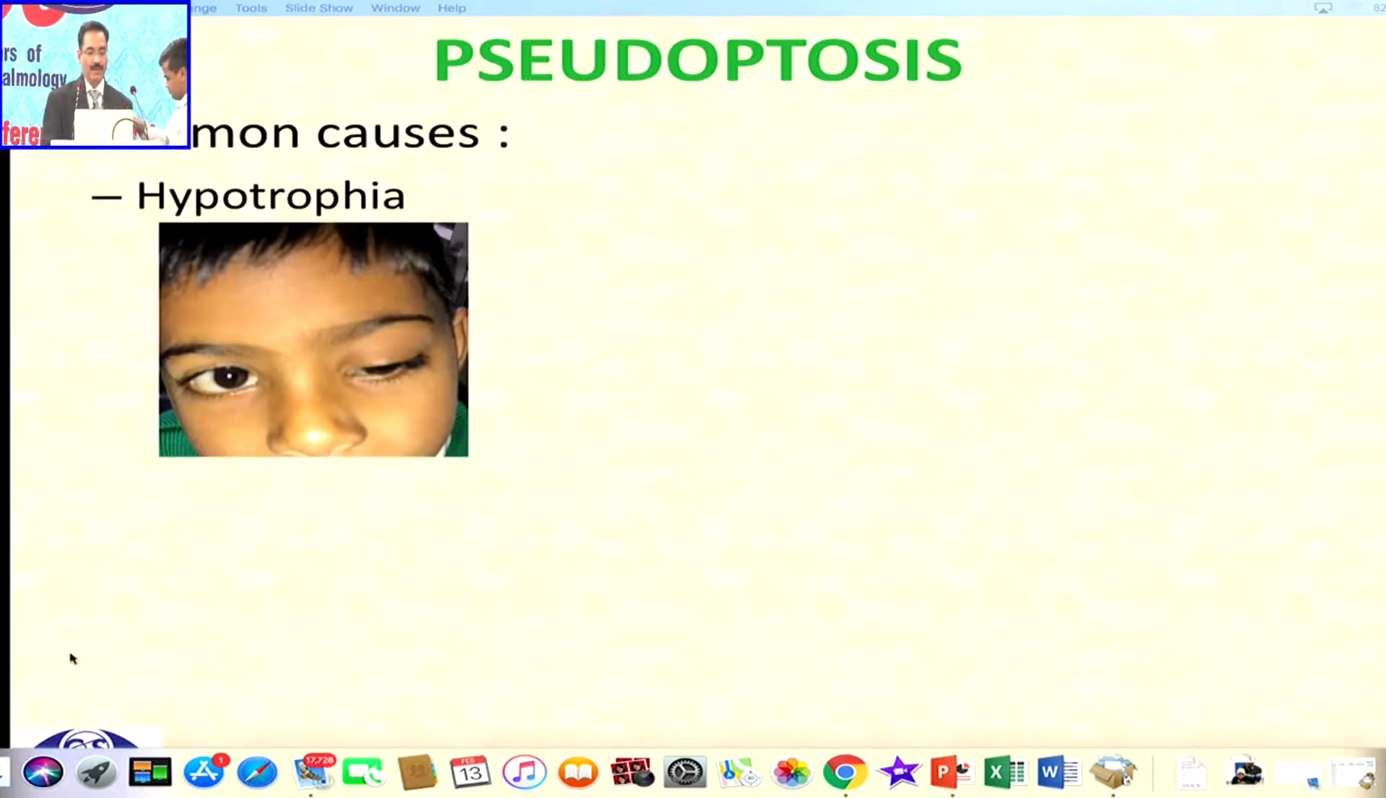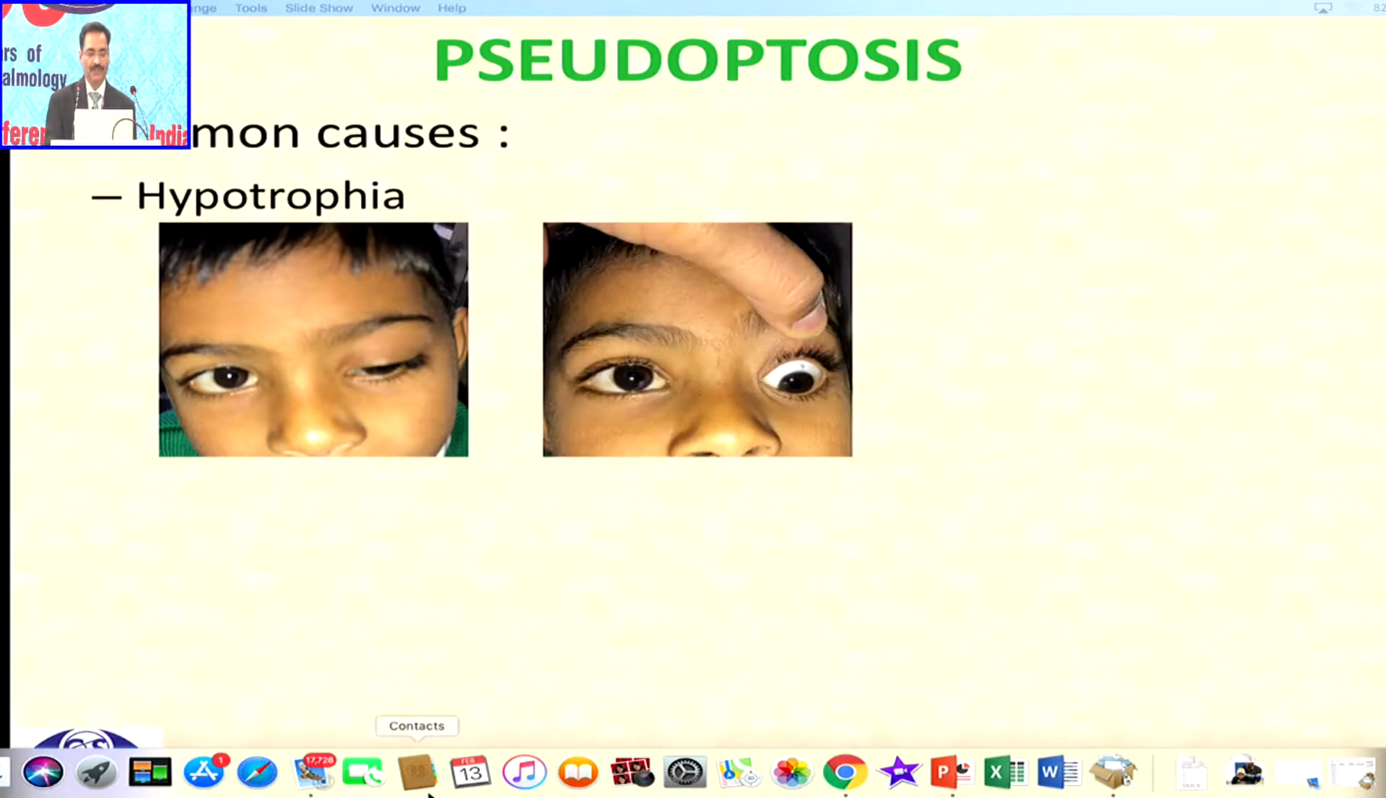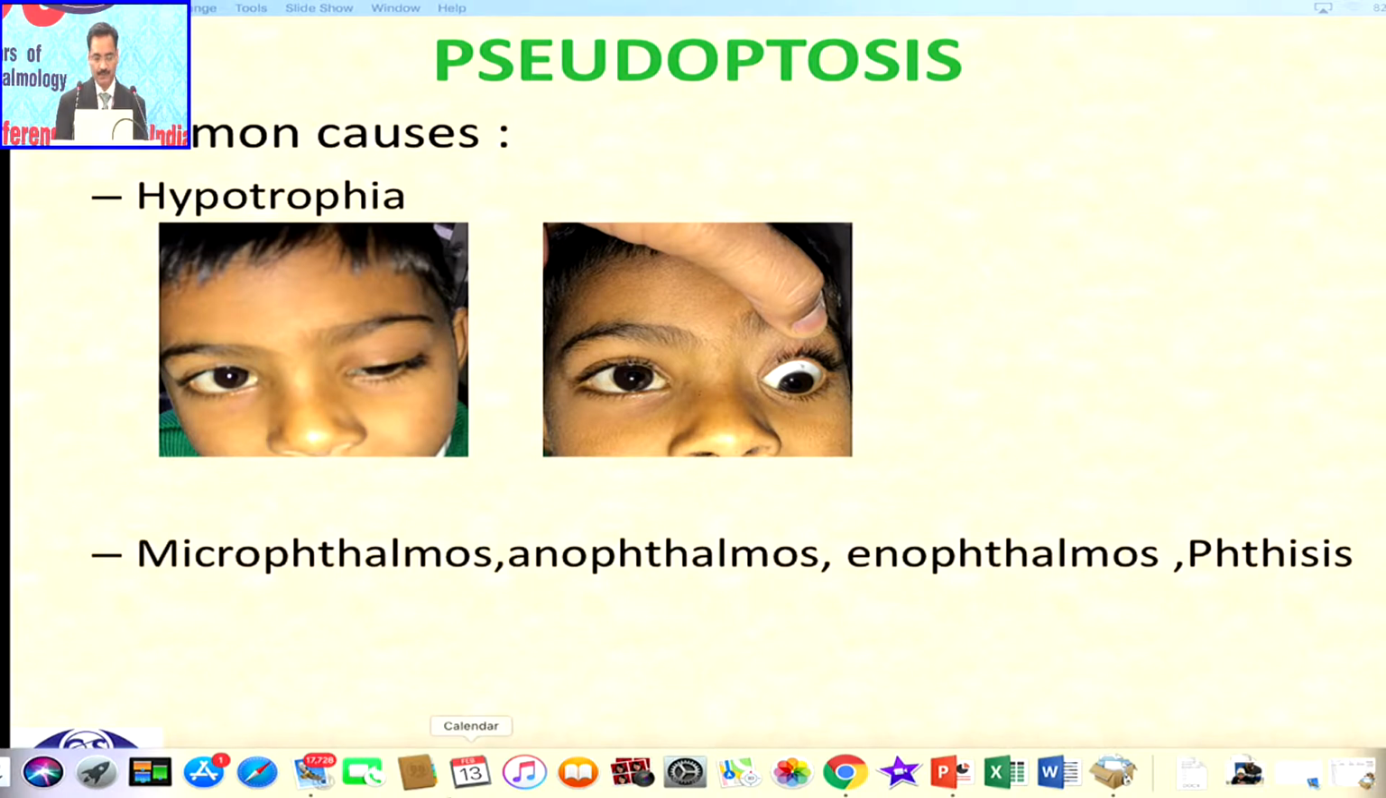In this particular person, in this boy, you are seeing left eye ptosis. But this left eyelid is following the eyeball position, and this eyeball has moved downward. So it's a pseudoptosis because the eyelid is following the position of the eyeball, and classically if you occlude the right eye, left eye will take up the primary position and ptosis will improve.